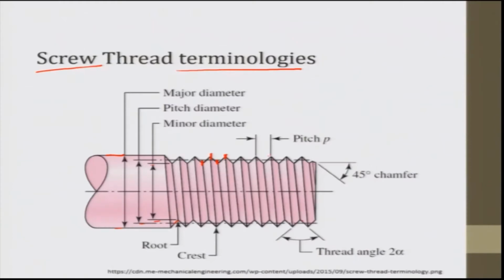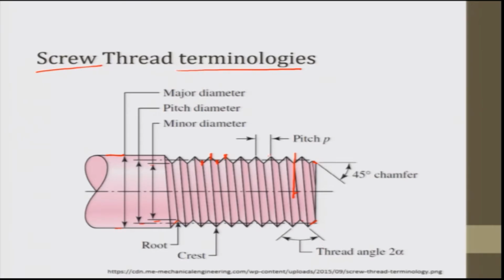Okay. So, there is an angle here, this is known as chamfer angle at the end of the screw. Here we have the chamfer. So, we have various angles here, this is known as thread angle, and we have a helix angle. Okay. So, this 2 alpha is our thread angle.